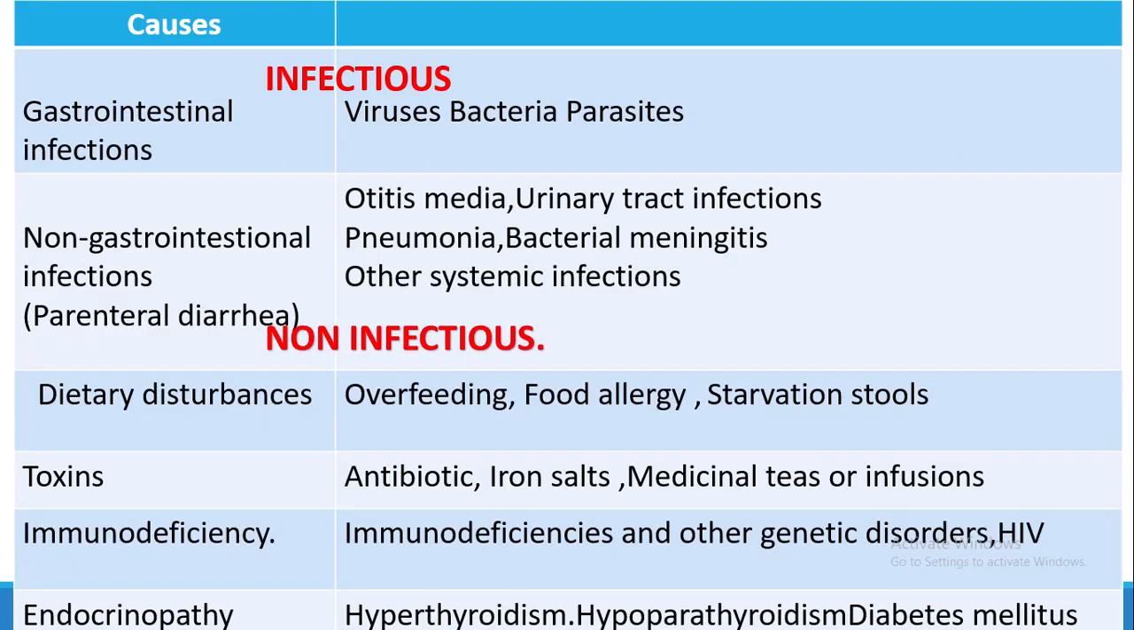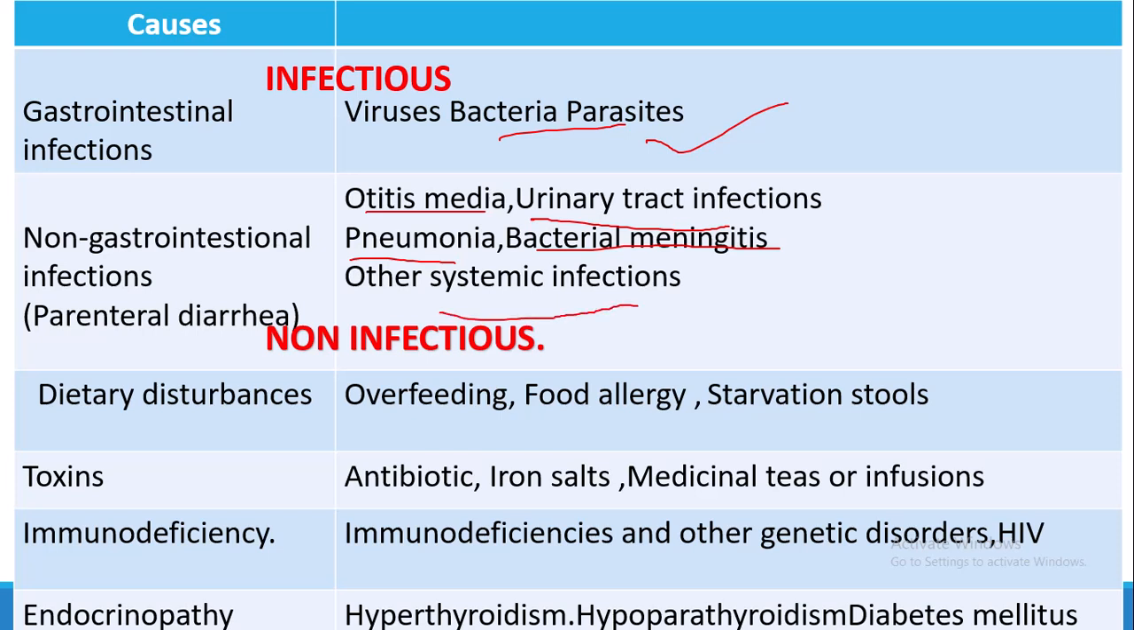Some of the causes, we have the infectious and non-infectious. So the infectious causes related to the GIT itself, you can have bacteria and parasites. Infectious causes that are not directly related to the gastric mucosa or GIT, we have otitis media, urinary tract infection, pneumonia, bacterial meningitis, or other systemic infections.